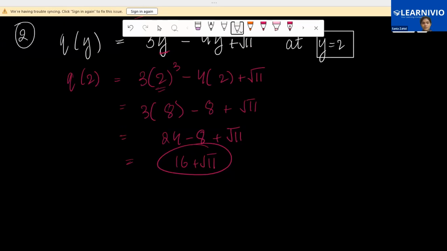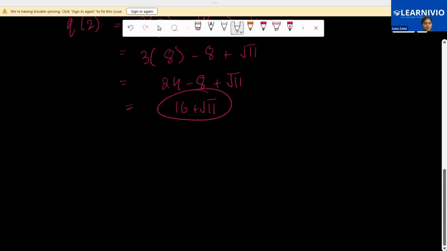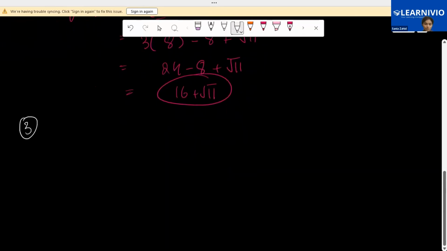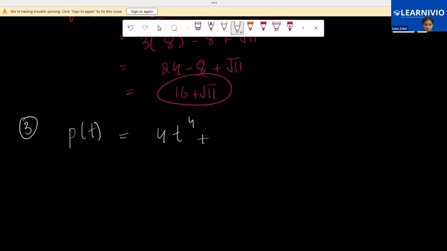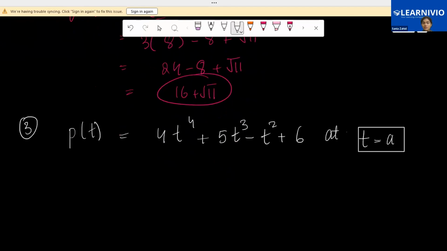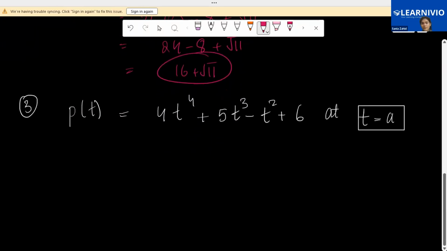Done. Okay, so now we move to the third question. This one you will have to do on your own, okay? So P(t), this is the polynomial: 4t to the power 4 plus 5t cube minus t square plus 6 at t is equal to a. So instead of t, the value should be a, okay? So do this.